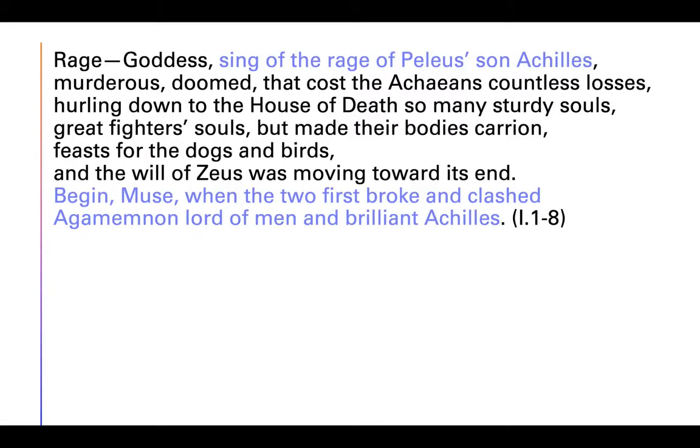Okay, so here are the first lines of the poem. Rage. Goddess, sing the rage of Peleus' son Achilles, murderous, doomed, that cost the Achaeans countless losses, hurling down to the house of death so many sturdy souls, great fighter souls, but made their bodies carrion, feast for the dogs and birds. And the will of Zeus was moving towards its end. Begin, muse, when the two first broke and clashed, Agamemnon, lord of men, and brilliant Achilles.